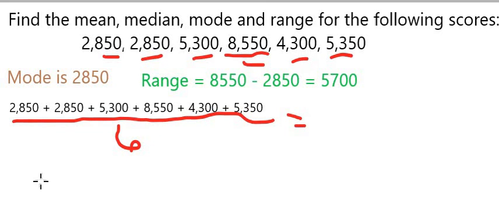So when I add the numerator up, 2850 plus 2850 plus 5300 plus 8550 plus 4300 plus 5350, I will get, and I'm using my calculator for this, 29200.